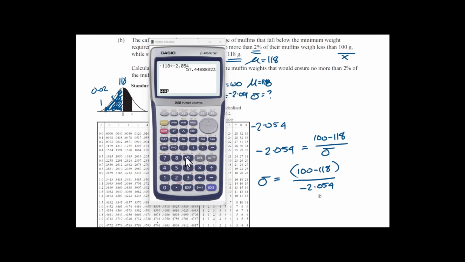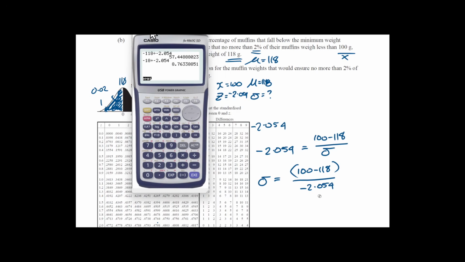Whoops. Now, delete that. Let's have time to go. So negative 18, not negative 118, divided by negative 2.054. And that makes much more sense. So if our mean is 100 now, a standard deviation of 57, crazy.